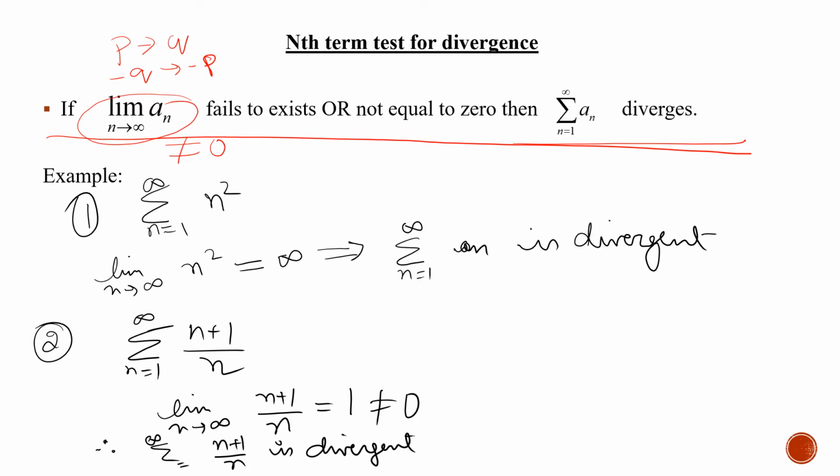This is a very good theorem for proving that a series is divergent: if you get the limit of a_n is not equal to 0 or it fails to exist, then you can say that the series is divergent.